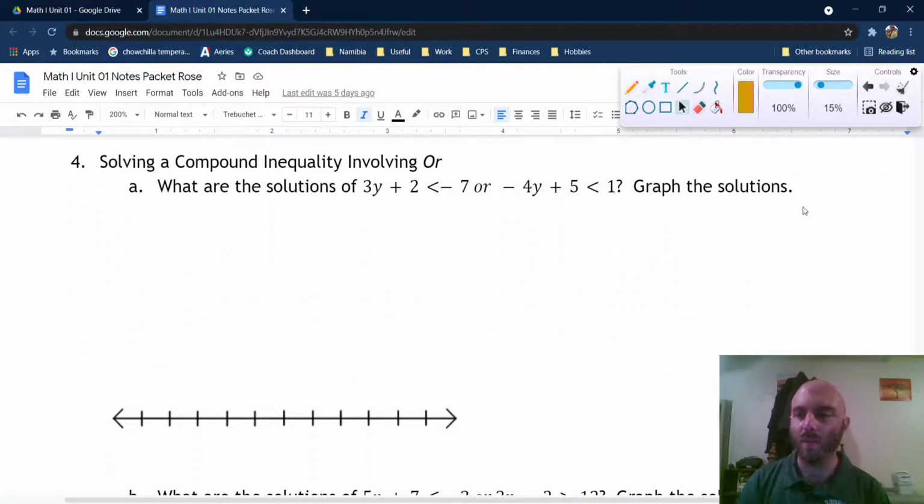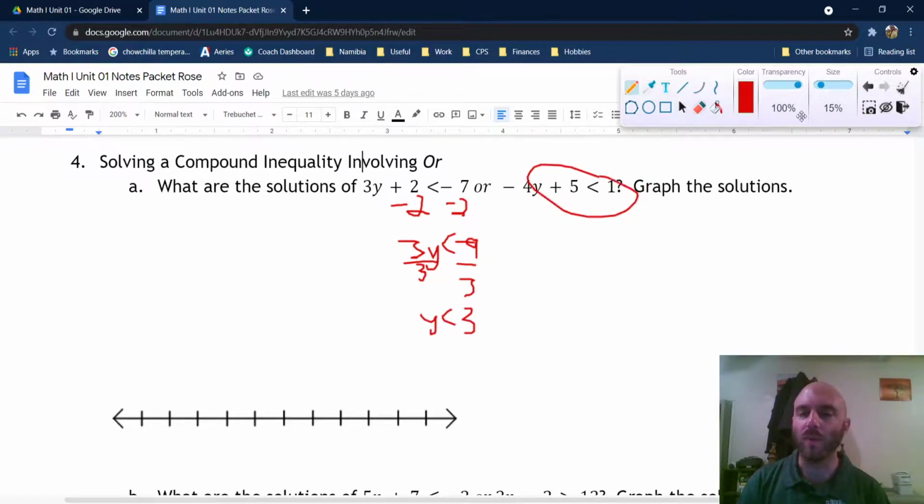We've got 4a. All right, this time, what are the solutions to these two inequalities? You're just going to treat these like two completely separate questions. And that's really all there is to it. So, as always, you want to get the variable by itself. You get rid of the constant first. You'll have 3y less than -9. And then you get rid of the coefficient by dividing because there's a secret multiplication between the coefficient and the variable. Okay, and then y is less than -3.